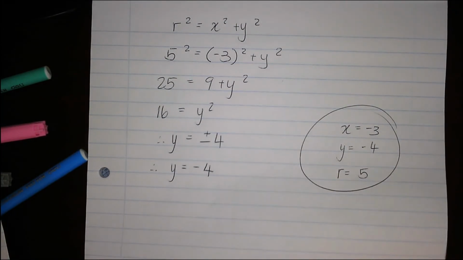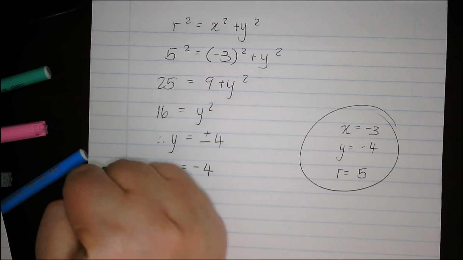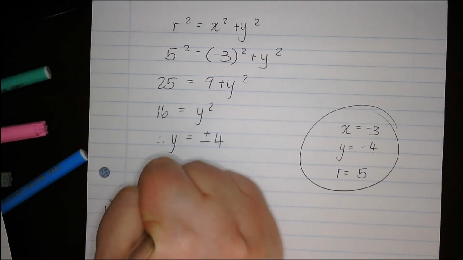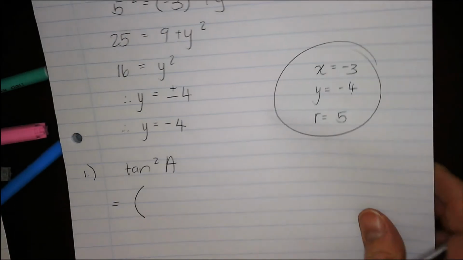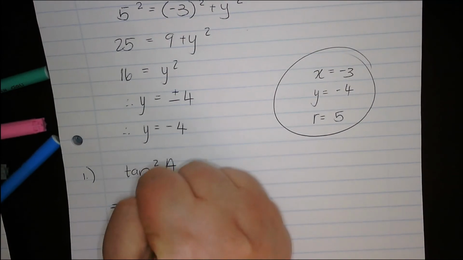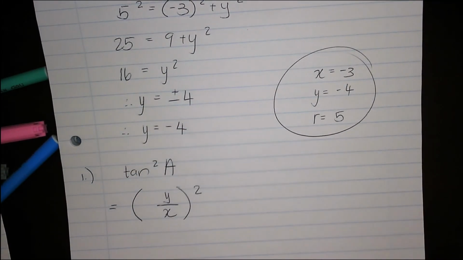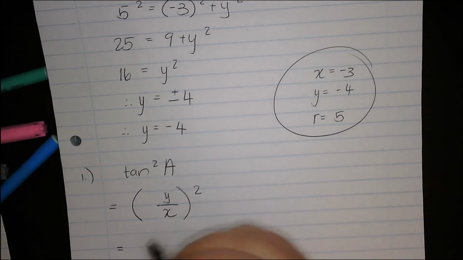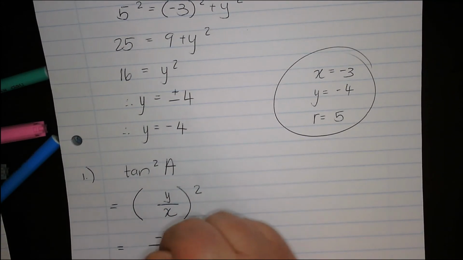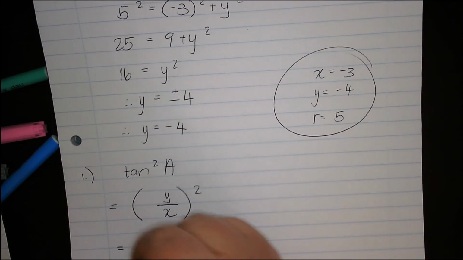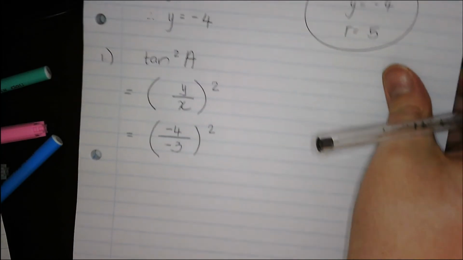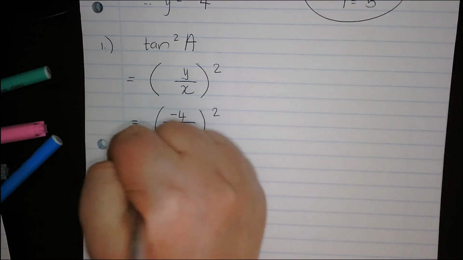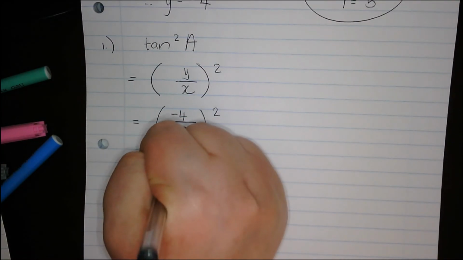Now we're going to answer our questions. Number 1 says tan squared of A. Shade your rear, cos x rays, tan your exterior, and the whole thing is squared. Y is equal to negative 4 and x is equal to negative 3, squared, and that's going to give us 16 over 9.